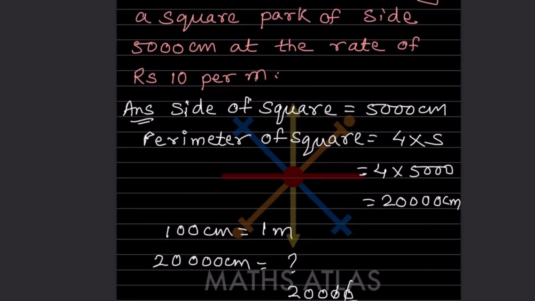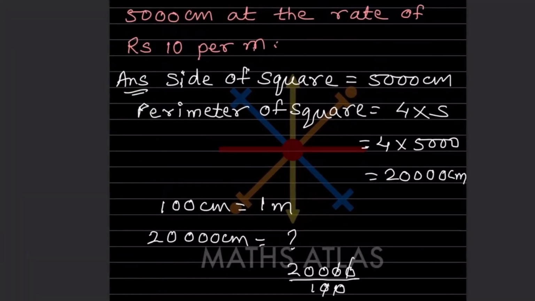Now you know that 100 centimeter is 1 meter. So see here, this is 20,000 centimeter. Below this centimeter there should be centimeter. That is very important when we are changing the unit. Now you got this setup. So what are you going to do? You are going to cross multiply. You don't know how many meters it is.